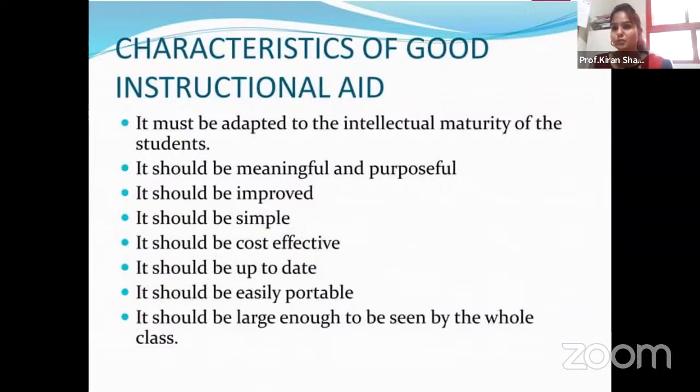Suppose you have a group of 100 students and you are using a chart of the normal chart size, so it won't work. You have to see the number of your audience, and it should be visible to the whole audience. So what can be the size of your AVAs?